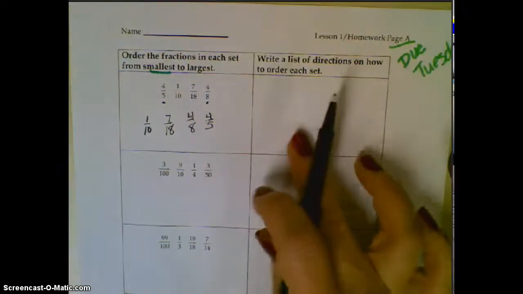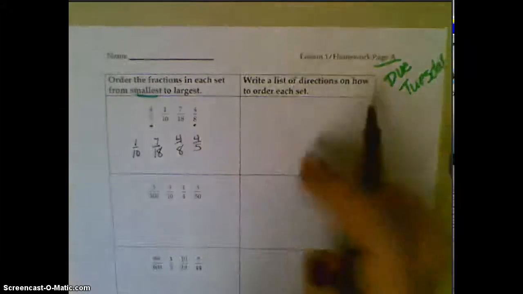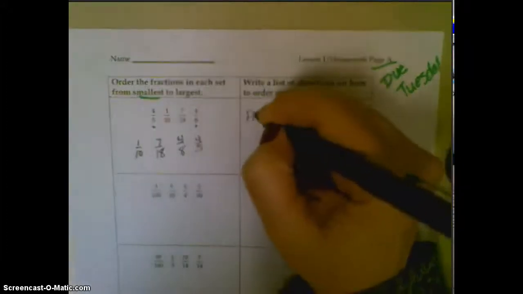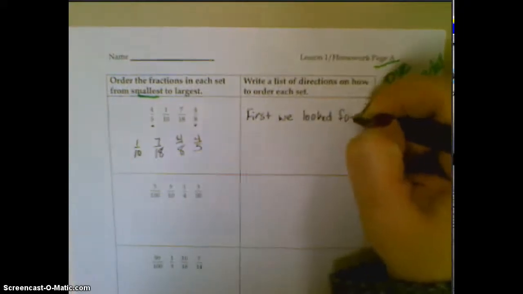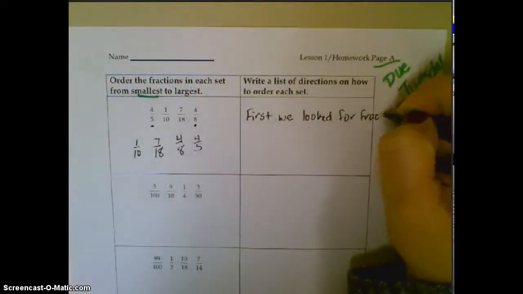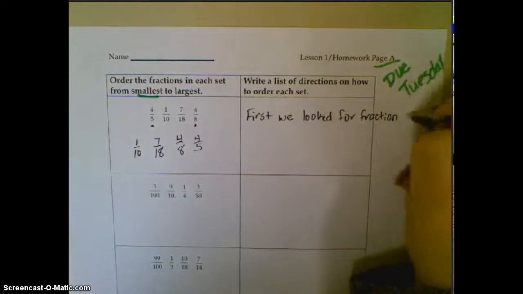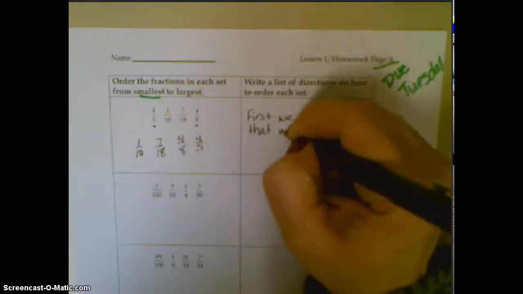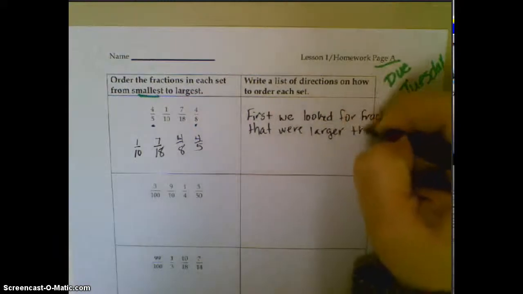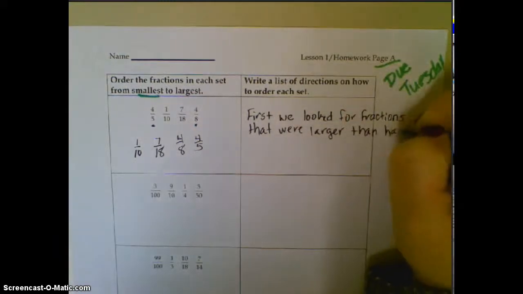Now we need to list the directions for how we found them. So first we looked for fractions that were larger than half or half.